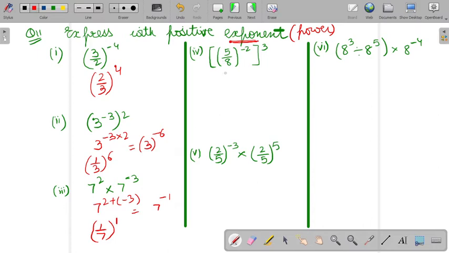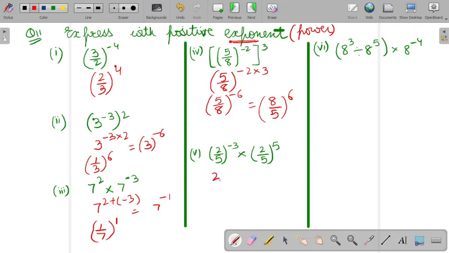In fourth part, solve it for first. So minus 2 multiply 3. So it will be 5 by 8 power minus 6. Now change it in positive. So 8 by 5 power 6.